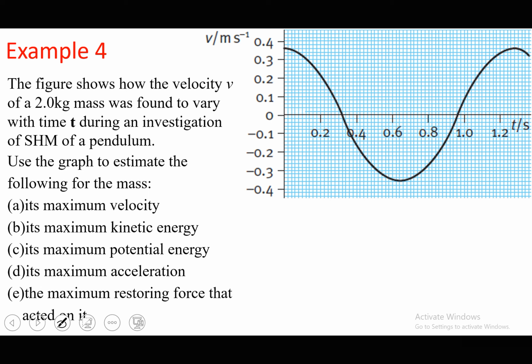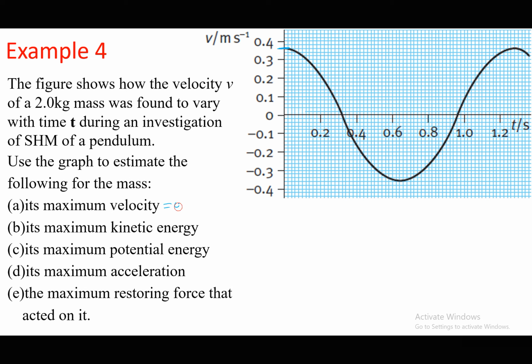The figure shows how the velocity v of a 2.0 kilogram mass was found to vary with time t during an investigation of simple harmonic motion of a pendulum. Use the graph to estimate the following for the mass. The maximum velocity, you just look at the graph here. And I think that value is 0.35.